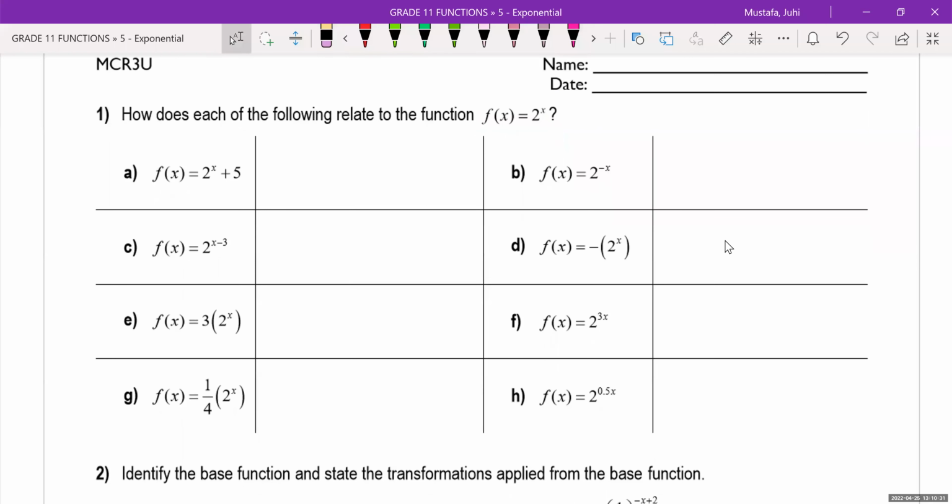So if you take a look at question 1A, we have a positive 5. How would you describe that? Like in words, vertical translation, 5 units up. Are you guys okay if we use short form just for the chart, knowing that in a test you have to use full form? Yeah, okay. So for this, I'm just going to write vertical translation, 5 units up.